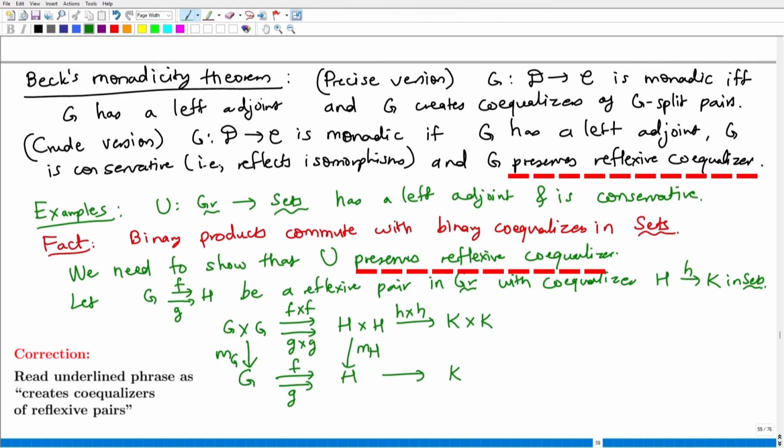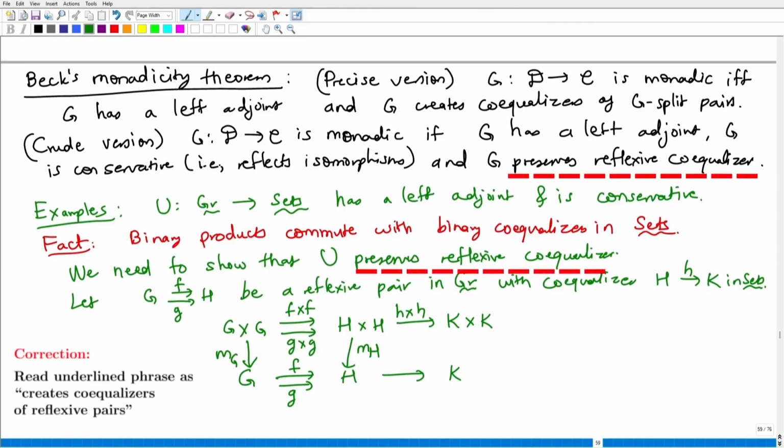So I said it's a reflexive pair and we are supposed to take its coequalizer in the category of sets. Does this rectangle commute? There are two rectangles here. Do they commute? M_H composed with F cross F is F composed with M_G. Yeah, that's true because M_H and M_G are group operations and F is a group homomorphism. So it commutes. Similar with G.